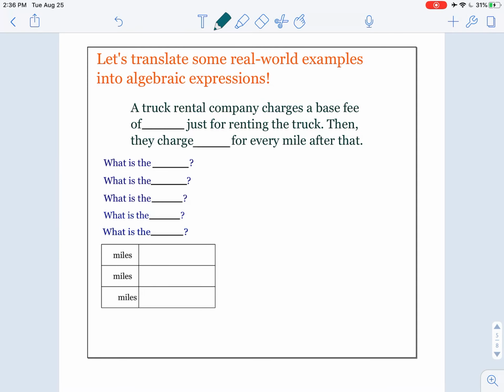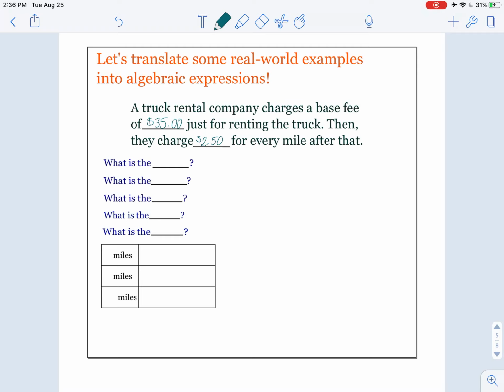So let's begin. A truck rental company, for example, a moving truck company, charges a base fee of $35 just to rent the truck. So when you want the keys, you have to pay $35 no matter what, whether you are renting the truck for 1 hour or 1 month. You're paying $35 to get the keys in your hand. And then they charge you $2.50 for every mile that you drive after that.